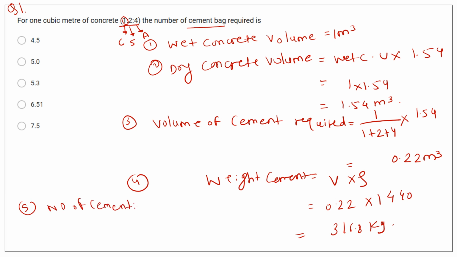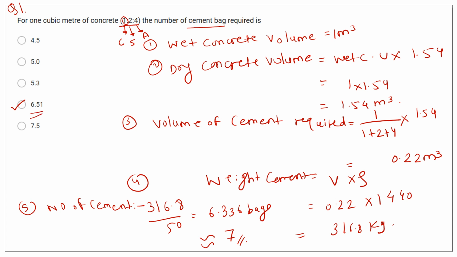So one cement bag is of 50 kg. So total cement is 316.8, divided by 50. So you will get the total number of cement bags, which is 6.336 bags. So these bags are nearly equal to 7. So here the value is given in point form, so the correct option is the last, which is 6.51.